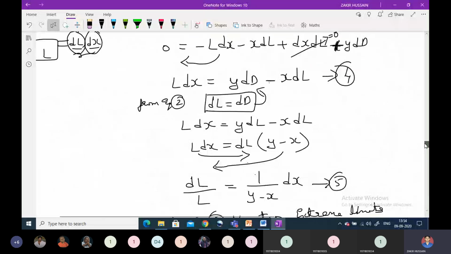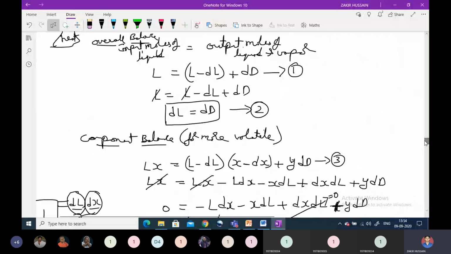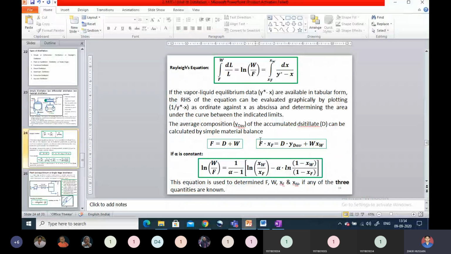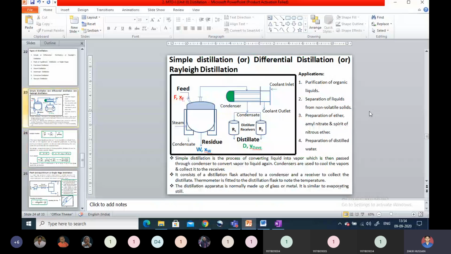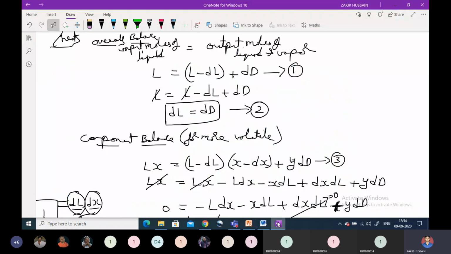Then if you see the simple distillation unit, this is a differential unit. Here F moles are going inside and D moles are coming outside, along with W moles of residue coming outside. So the mass balance for this overall simple distillation column we can write as F is equal to D plus W. You might have seen this equation earlier also. So the mole balance is F is equal to D plus W.